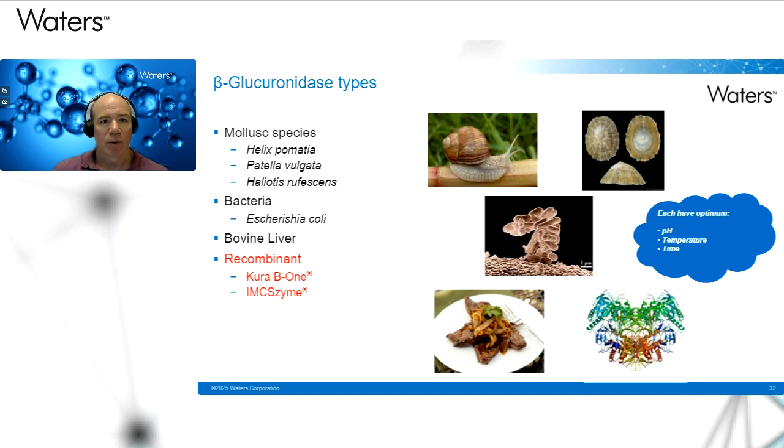There are a number of beta-glucuronidase types. Some of the older ones were derived from mollusk species or bacteria. More and more people are going towards recombinant engineered glucuronidase enzymes. These are made by companies such as Cura and IMCS. We're not endorsing either one of them, but they are very popular, and tend to give very good, quick, and efficient hydrolysis. But one thing to remember, regardless of which type you're using, is all of them have optimum pHs, temperature, and times, and those can be found often in the manufacturer's instructions or information.